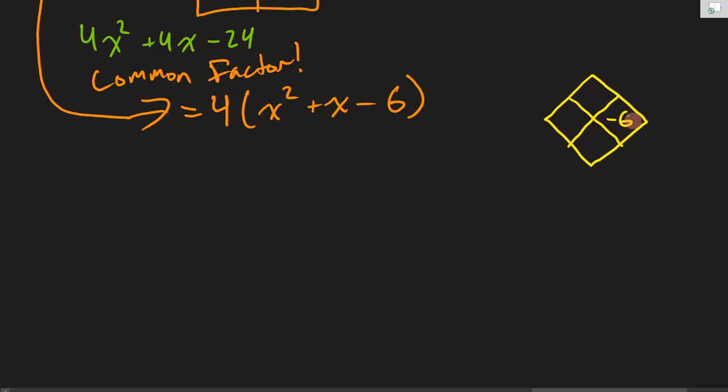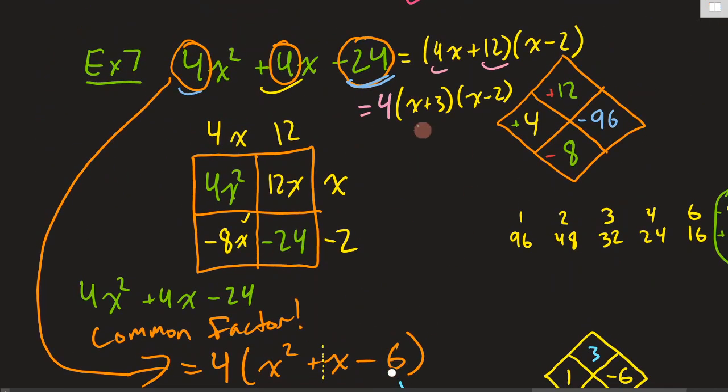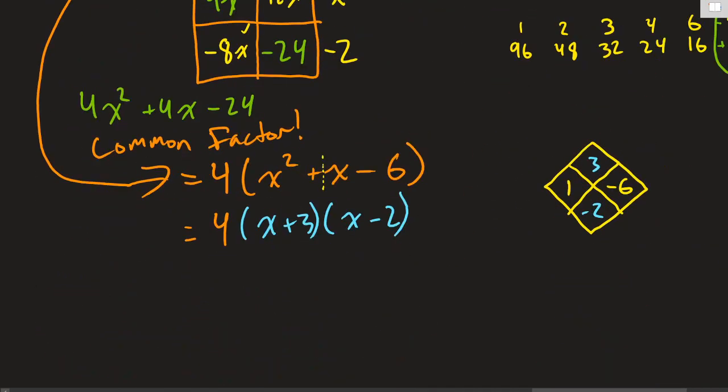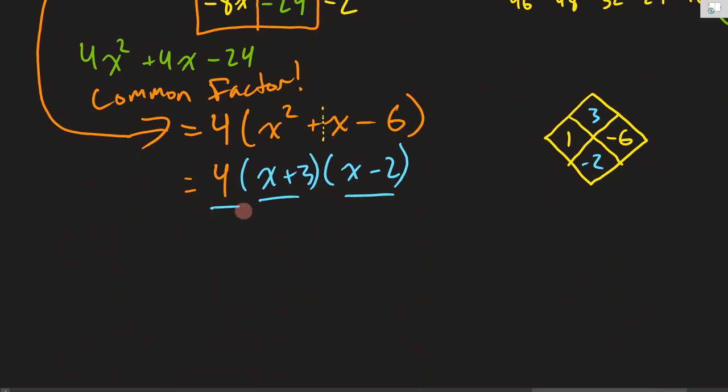Instead, we could have just done negative 6, and then there's sort of like an invisible 1 here, right? And a sum of 1. Well, what multiplies to negative 6 and adds to 1? Well, 3 and negative 2. This is 4 times x plus 3, x minus 2, which is the exact same thing we got above. x plus 3, x minus 2 with the 4 in front.